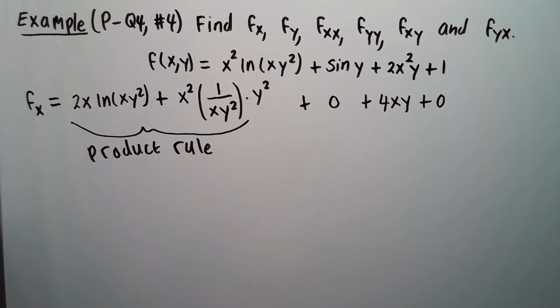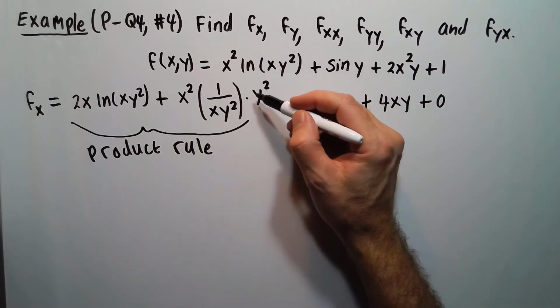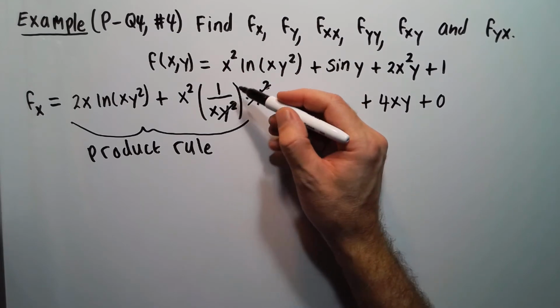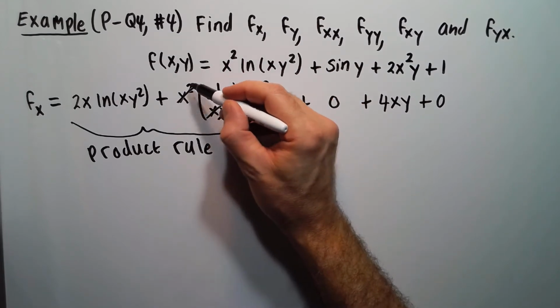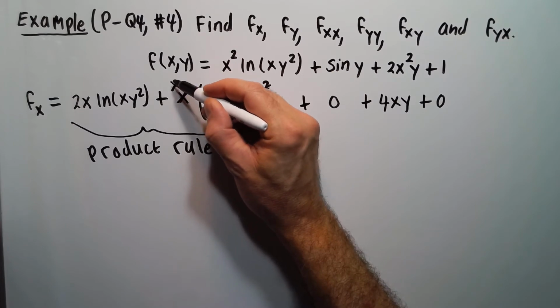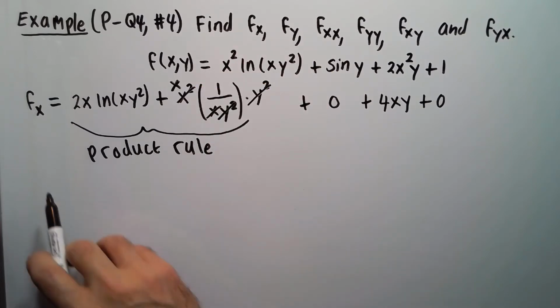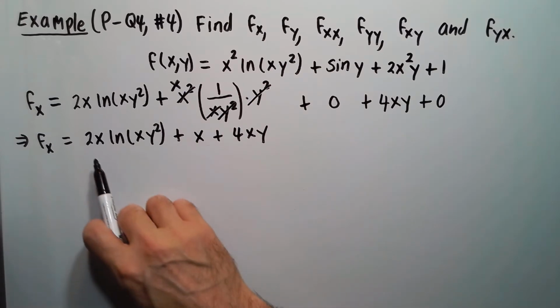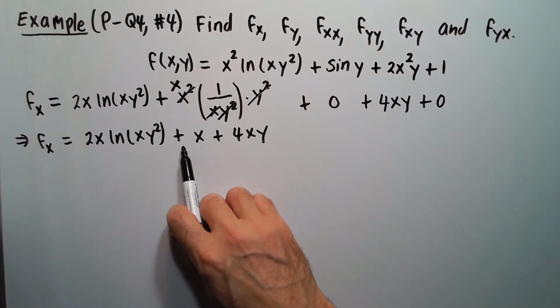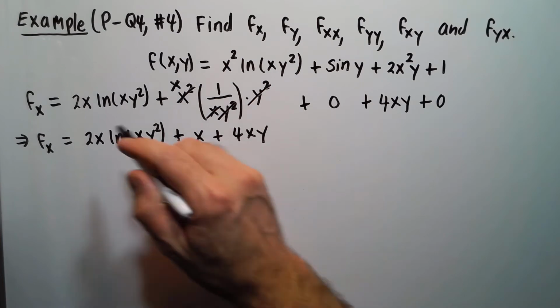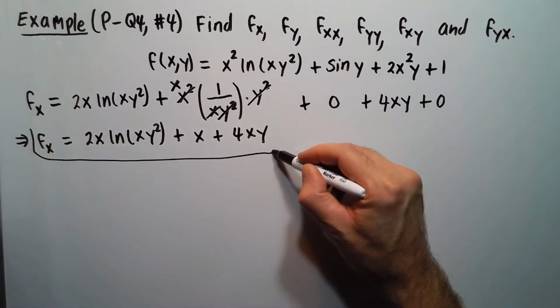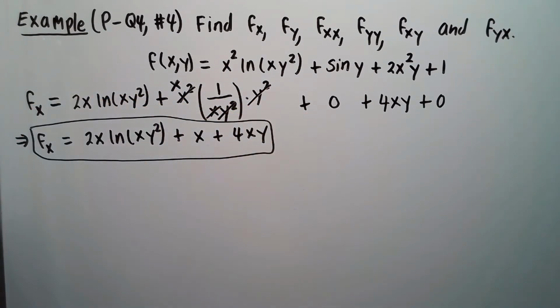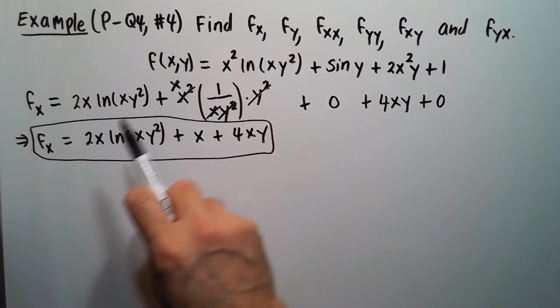We can simplify this a bit. Over here, the y squares will drop off, and one of the factors of x will drop off, leaving an x. So simplifying, we get 2x ln of x y squared, plus x, because it's just an x left here, plus 4xy. Let's box that. Okay, now let's do f y next.